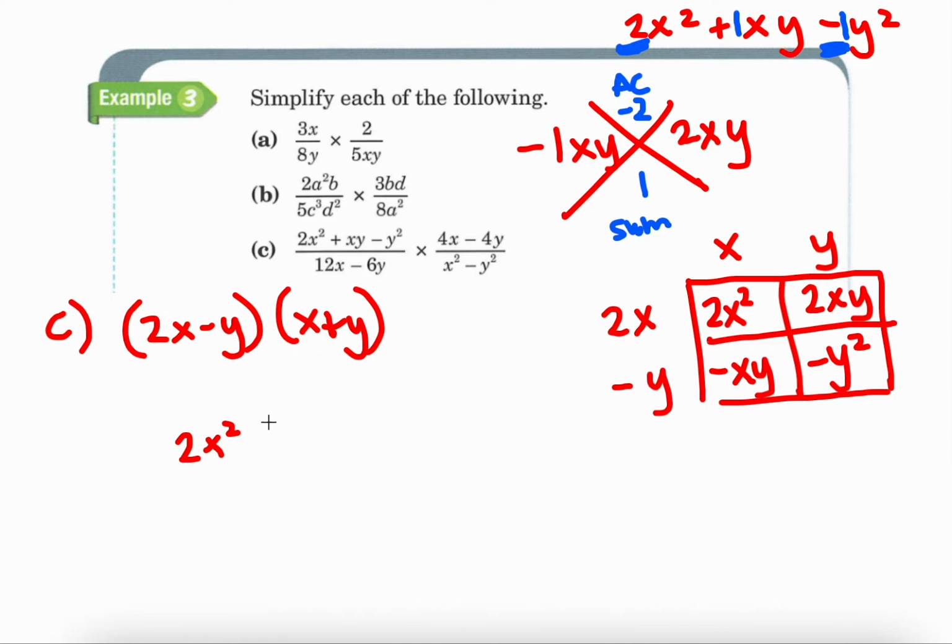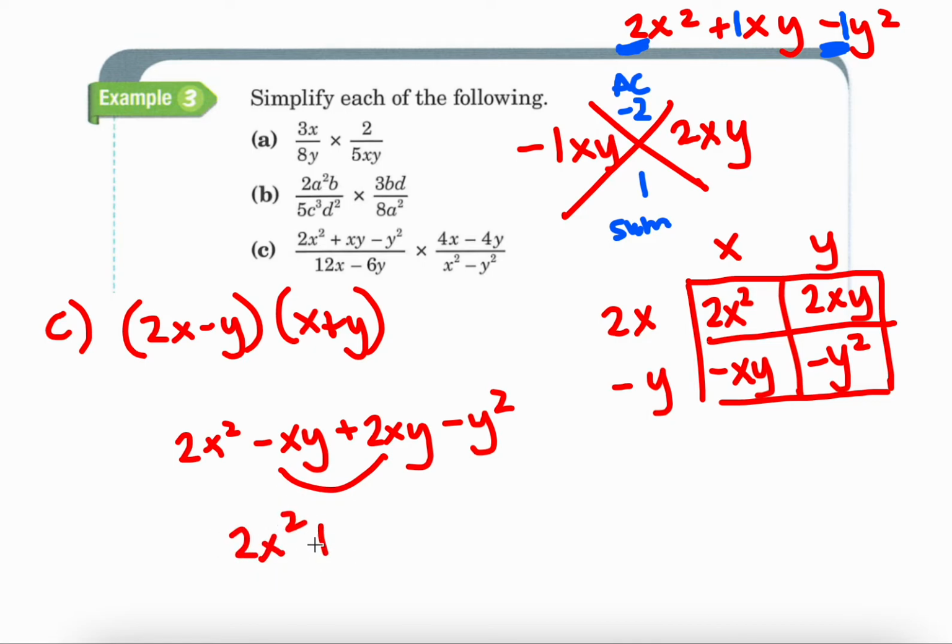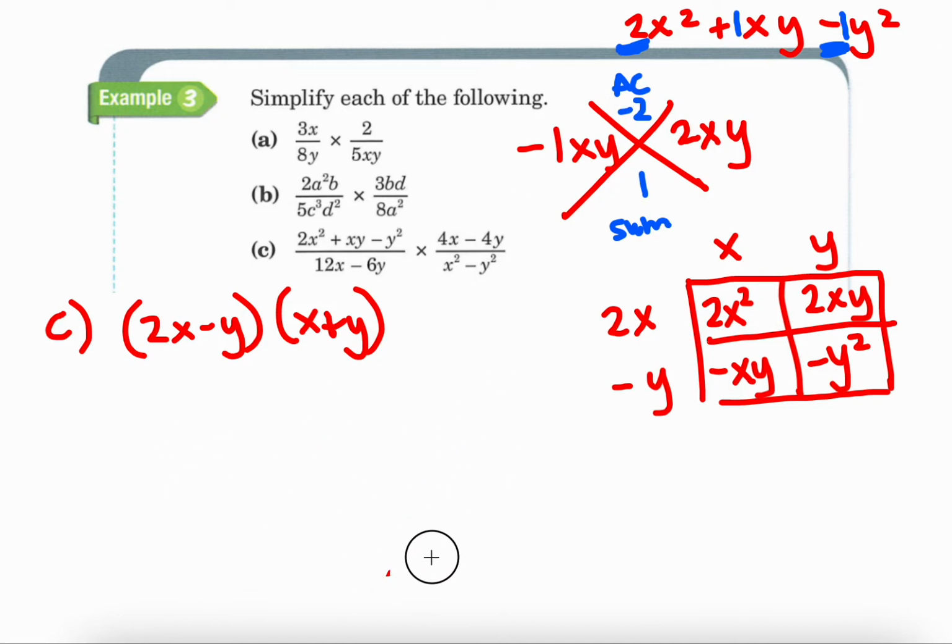2x times x is 2x squared, negative y times x is -xy, 2x times y is 2xy, and then -y times +y is -y squared. These two will become a +xy, because 2 minus 1, minus y squared. Does that get me back to it? Yes, it does. Okay. So it's the same method, but instead you're adding in that y after you did it.